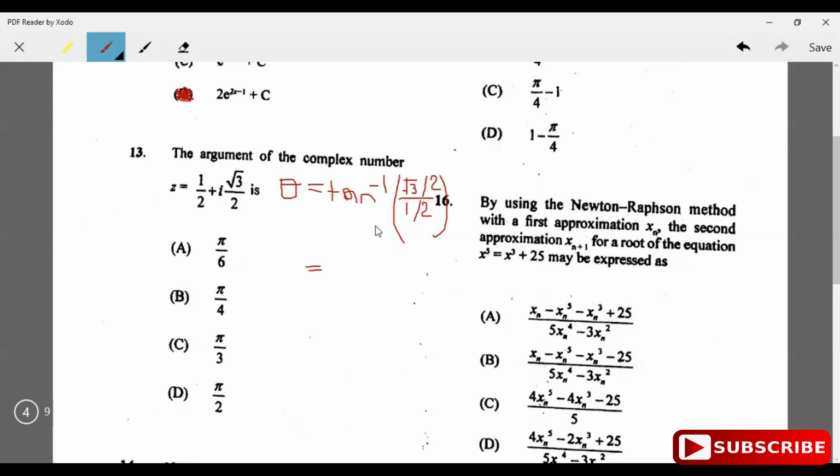So root 3 over 2 divided by 1/2 is root 3. That's tan inverse of root 3. And tan inverse of root 3 is pi by 3. Easy, soft.